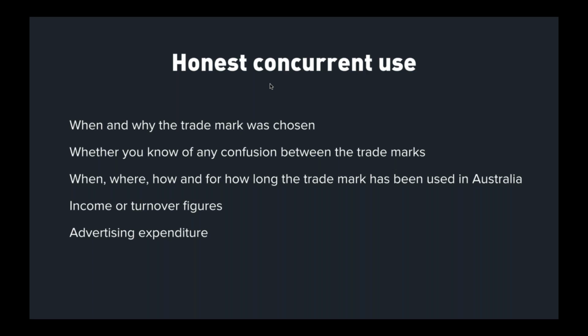Things like copies of advertising or packaging material, photographs of signage showing the trademark, or images showing use of the trademark on the goods or services themselves will all be helpful. You should also aim to include information about your annual income or turnover figures and information about the amount of money that has been spent annually on advertising and promoting the trademark. Honest concurrent use can be quite difficult to prove, so if this is something you're considering, you may wish to engage the services of a trademark attorney to help you out.